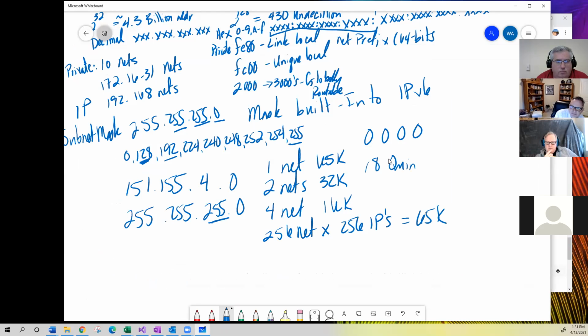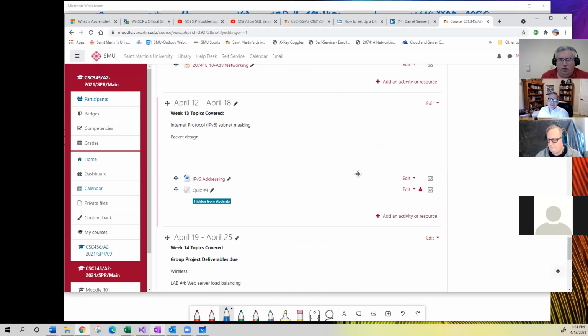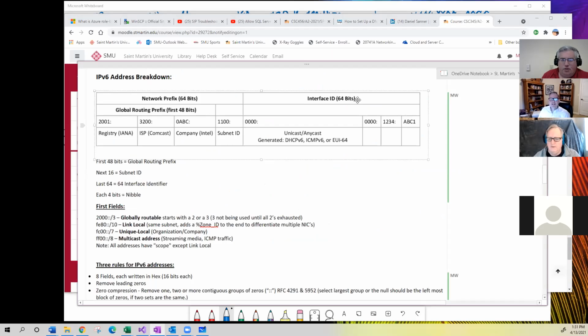So you have the same 64 bits for trying to follow. Yeah, you always have the same 64 bits. For which part again? The second half, which is the interface ID. The last 64 bits. Yep. So if you've got this table here, can everybody see this table here?